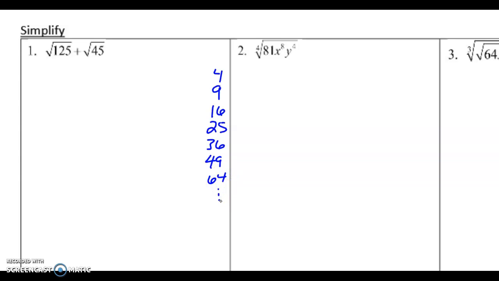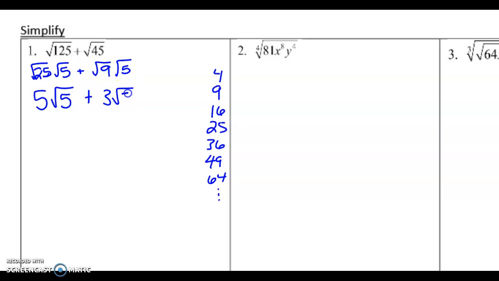Okay, so which of those perfect squares goes into 125? So we can break that apart to be the square root of 25 and the square root of 5. Okay, which one goes into 45? We've got square root of 9 and square root of 5. So what is the square root of 25? It's just going to be 5. So 5 times the square root of 5 plus, and then the square root of 9 is 3 times the square root of 5. Finally, you can add these up. It's like you have 5 square root of 5s and 3 more of them. So we have 8 times the square root of 5.